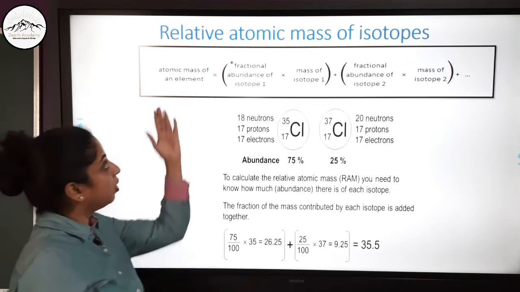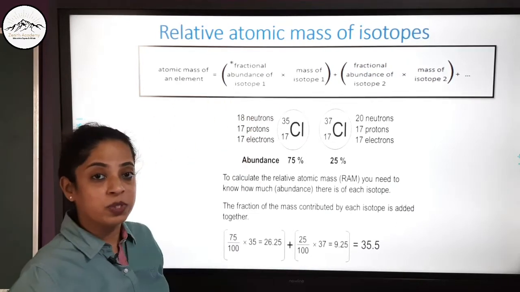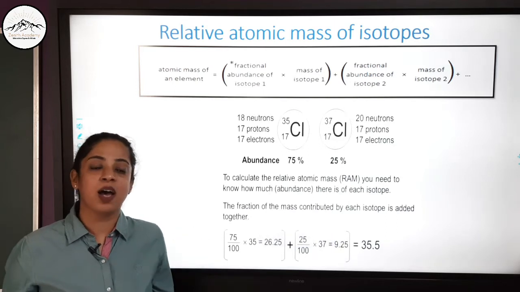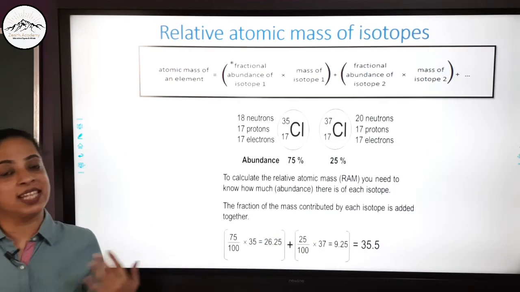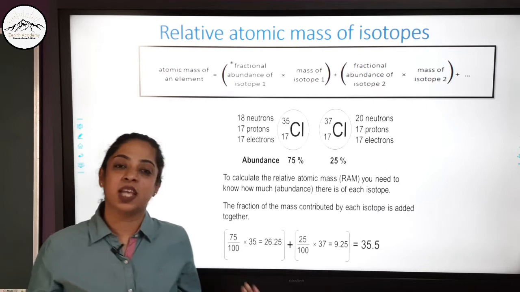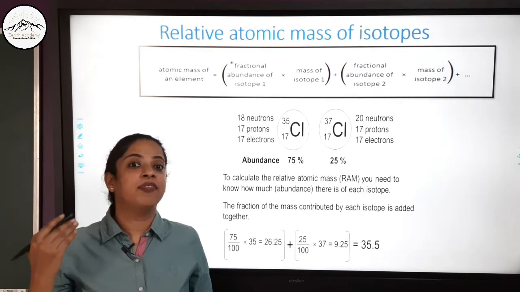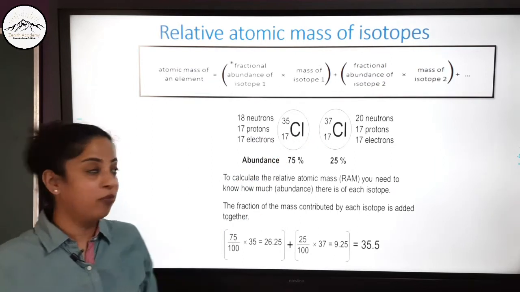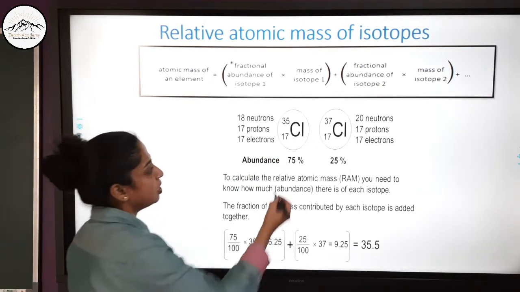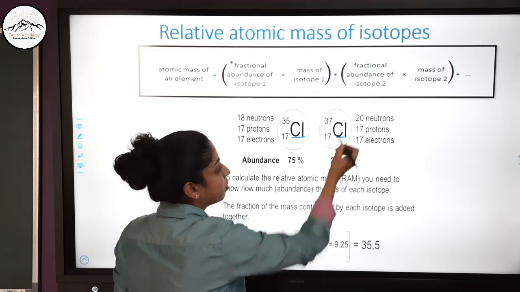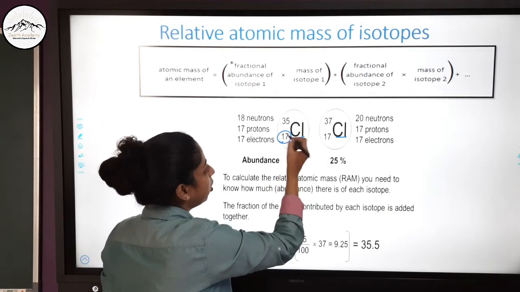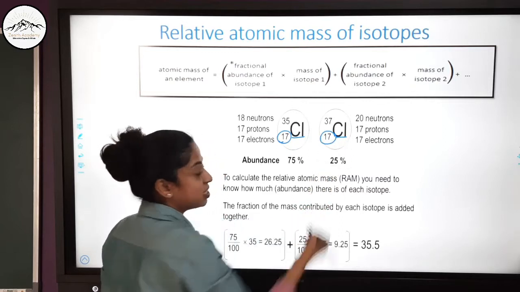Now, relative atomic mass of isotopes. Now when isotopes come, you know that isotopes are the atoms of the same element, meaning they have the same atomic number but different mass number. For example, I have taken the example of chlorine. You can see these two are atoms of the same element, that is chlorine, with the same atomic number, 17 and 17.